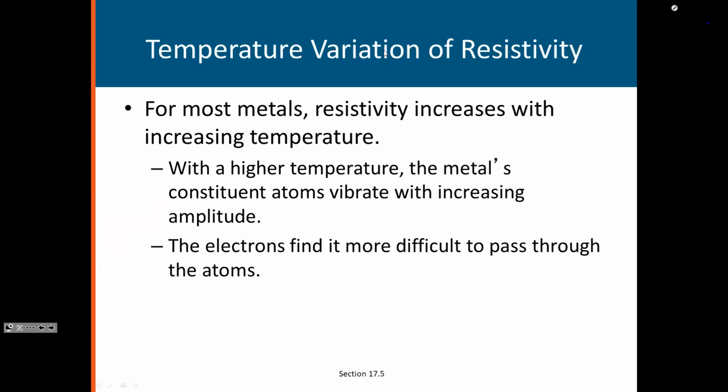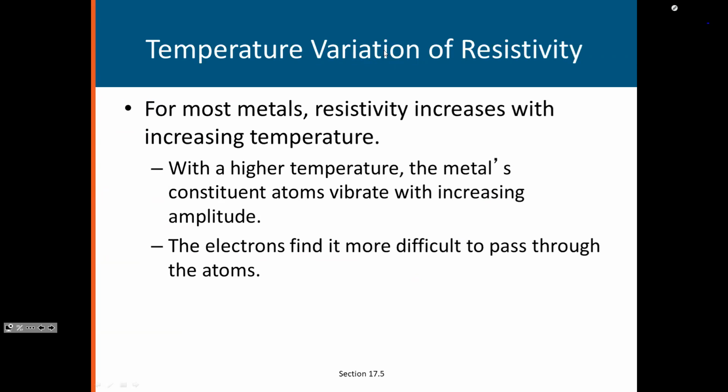Now we come to the new section. Temperature variation of resistivity. Resistivity of a given material, like say copper, can vary with temperature. So for most metals, this increases linearly with temperature, okay, in a linear relationship.